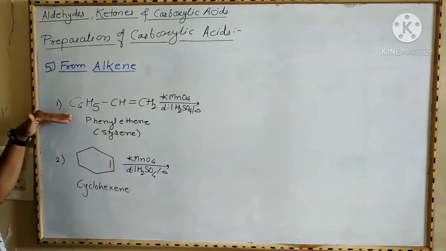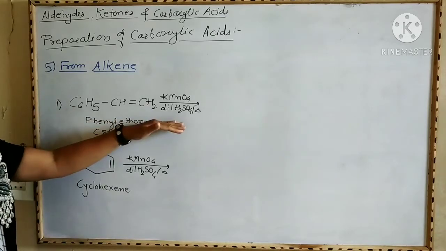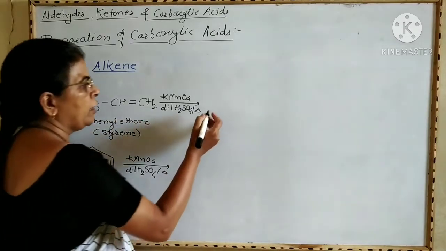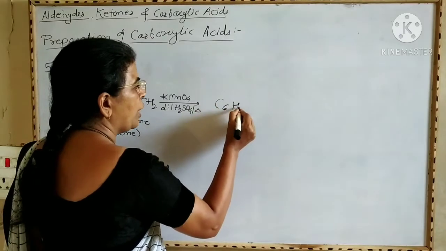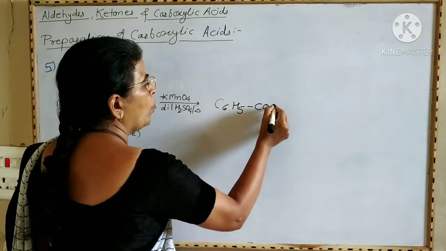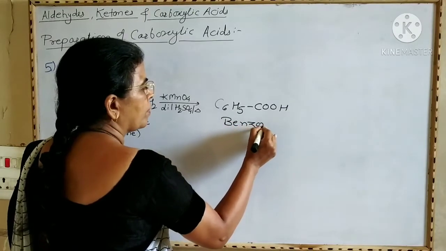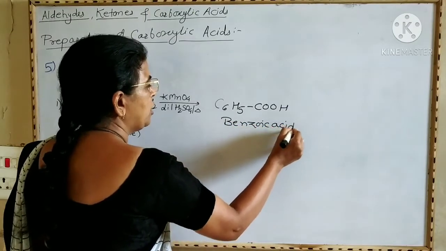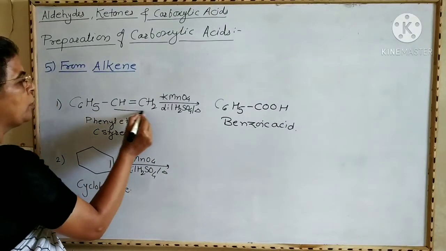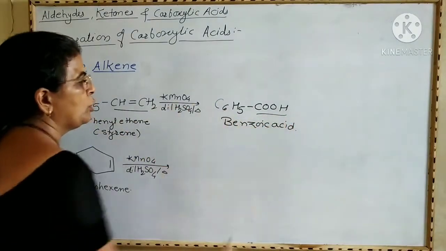When this phenylethene undergoes oxidation in presence of acidic KMnO4, then C6H5COOH is formed. This is benzoic acid. In this reaction, the C double bond C group is oxidized into a COOH group.